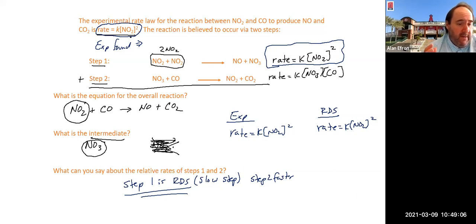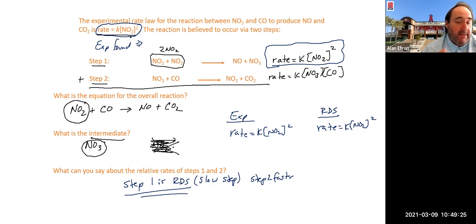What really determines how fast a reaction proceeds is the slowest part of this mechanism, right? So the slowest part of this mechanism is the one that really determines the overall rate of the reaction. So when they determine experimentally what the rate law is, they're saying that this is really what is determining how fast this reaction is happening.